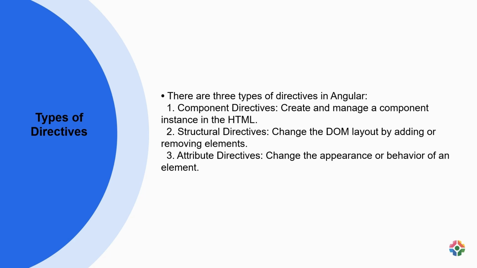3. Attribute directives alter the appearance or behavior of an HTML element. For example, a directive that changes the styling of a button when it is hovered over. Understanding these directive types is crucial for efficiently building dynamic and interactive web applications in Angular.